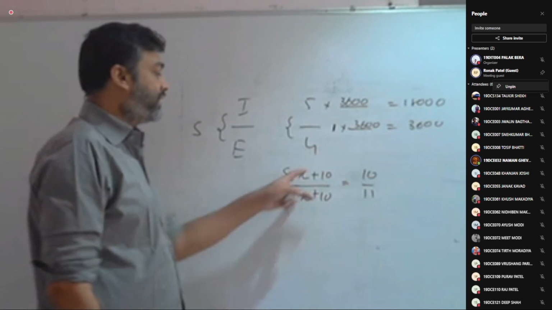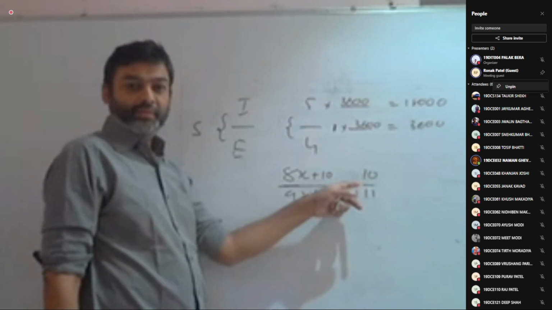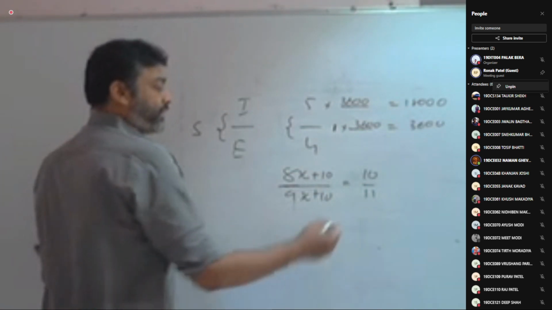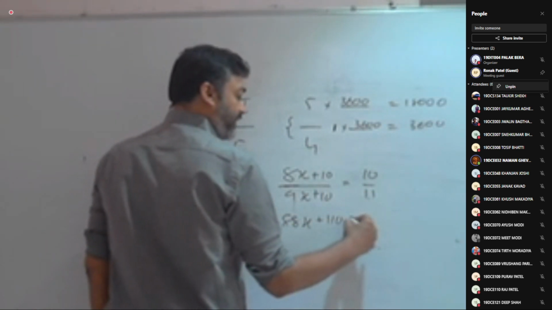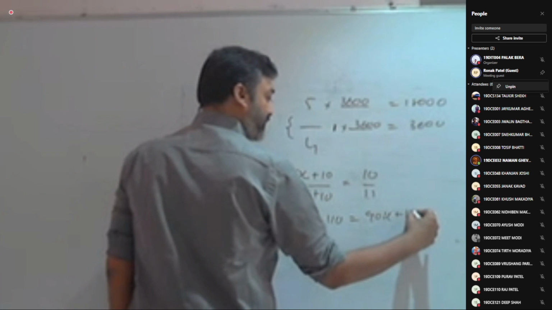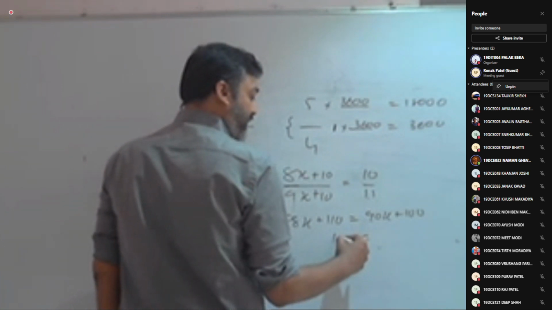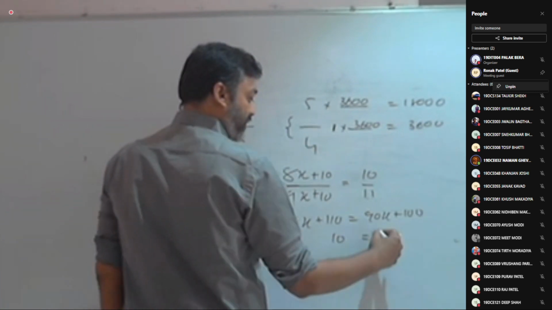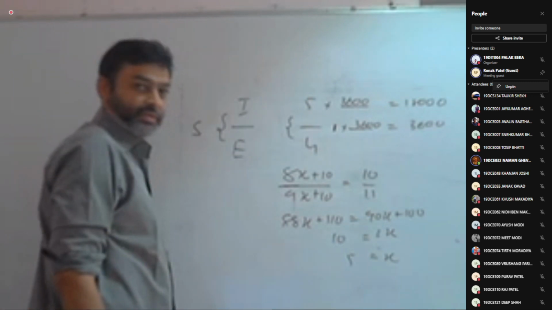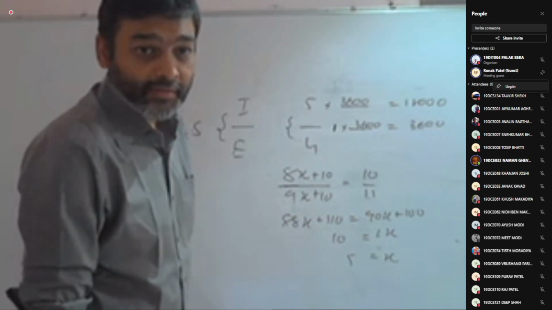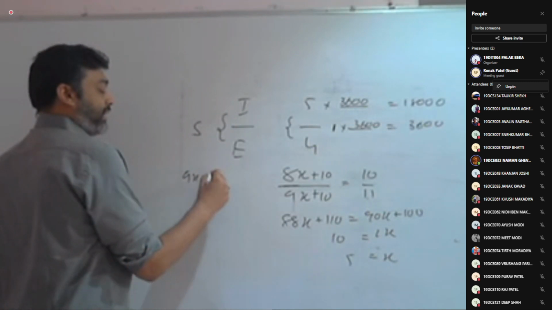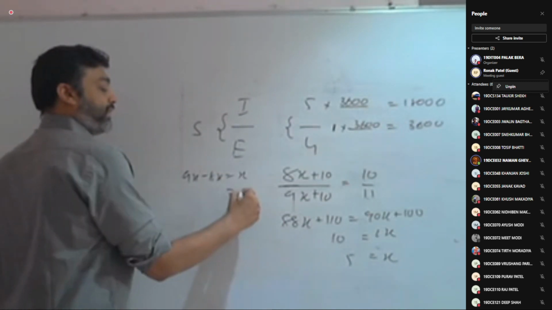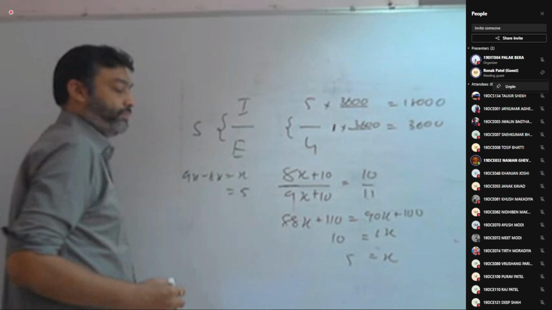Here you have to solve it. When you increase something, we do not have much option, so better we just do this. You can go with cross multiplication: 88x plus 110 equals 90x plus 100. That means 10 equals 2x, therefore x equals 5. The question is to find the difference between the two numbers. So 9x minus 8x costs x, and x is 5. Are you clear? Yes, sir.